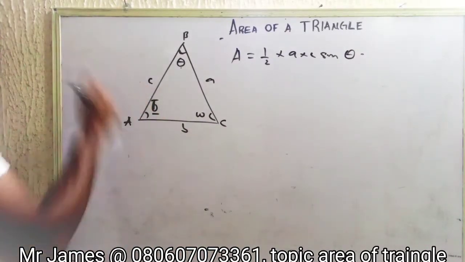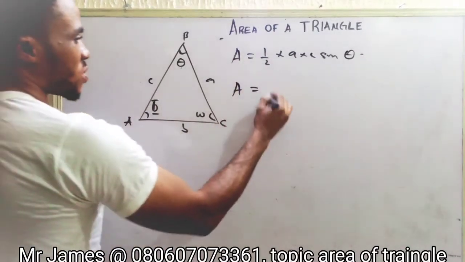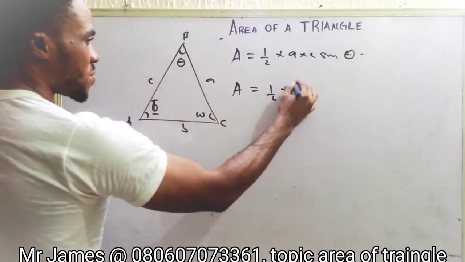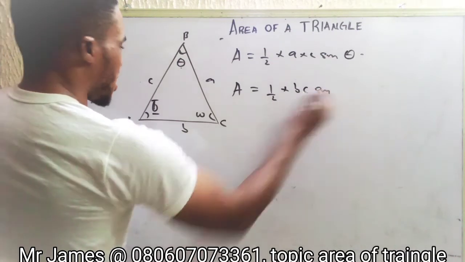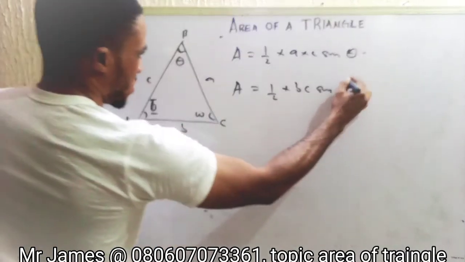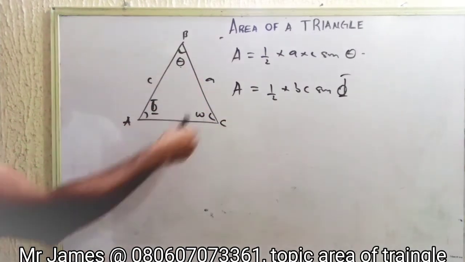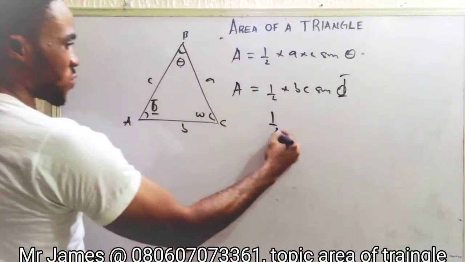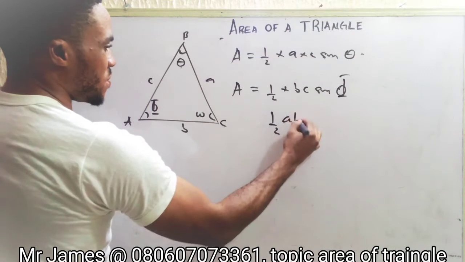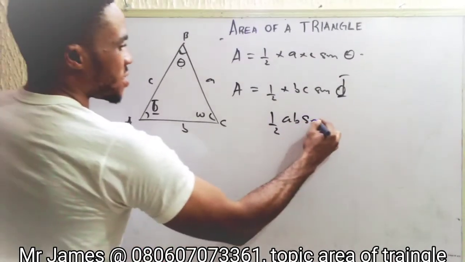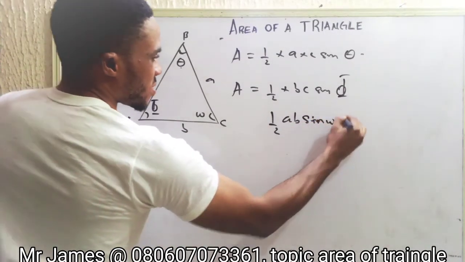Line B and C, which will be what? Area of the triangle will be what? 1 over 2 times B, C, sine phi, which is there. If I want to use side A and B, I'm going to have area to be equal to half AB sine omega there.